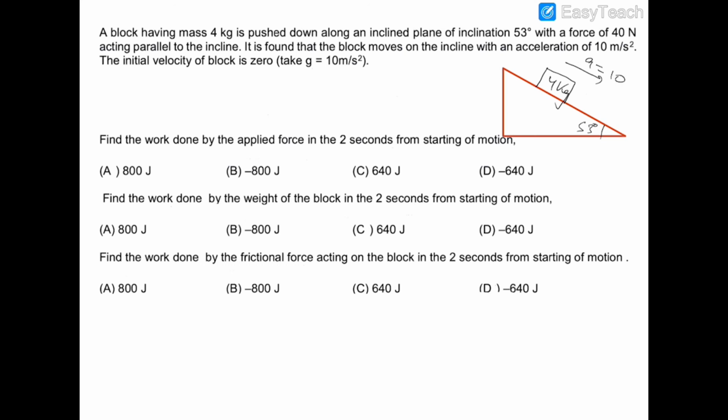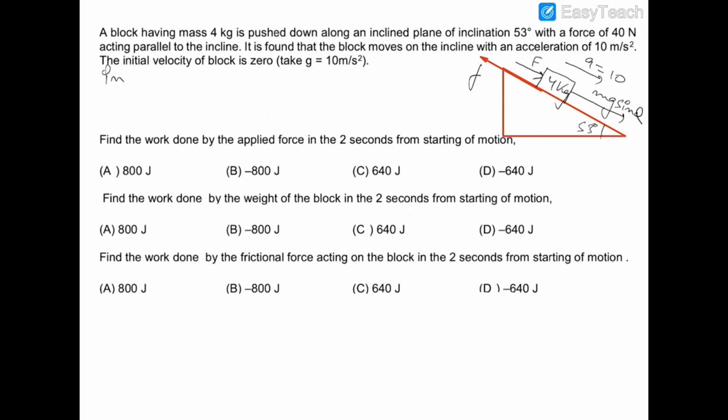This is 10. And this is the mg sine 53, mg sine theta, which will be acting in the downward direction, as well as this F, which is 40 Newton, will be acting in the downward direction, but the friction will be acting on this block in the reverse direction, F. Now we need to find out the displacement of the block in 2 seconds.